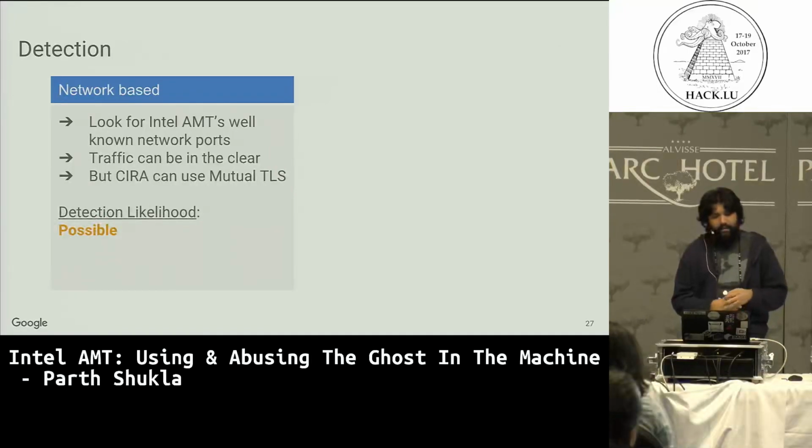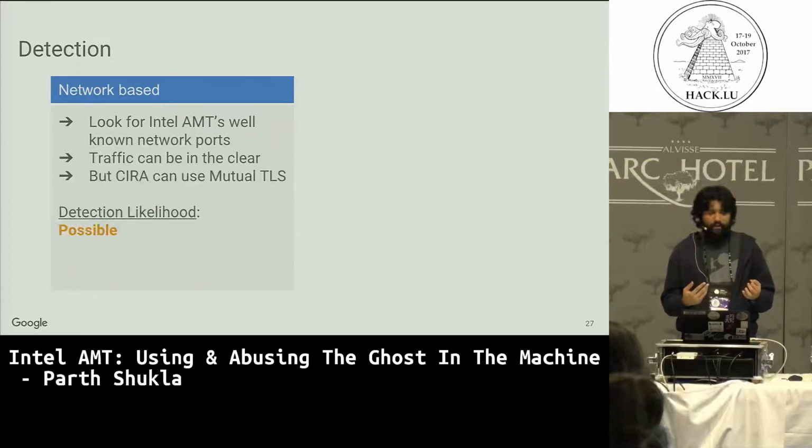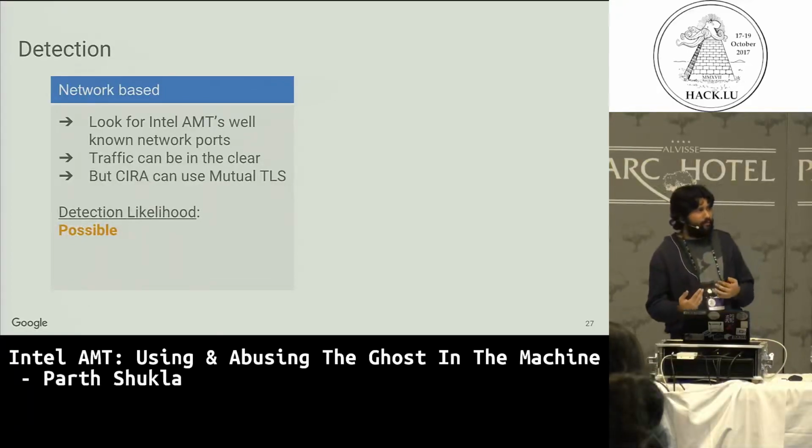But if the attacker isn't using CRA, then you will find it. The other problem with network-based detection is you can't really distinguish between AMT traffic and OS-originated MTLS traffic.